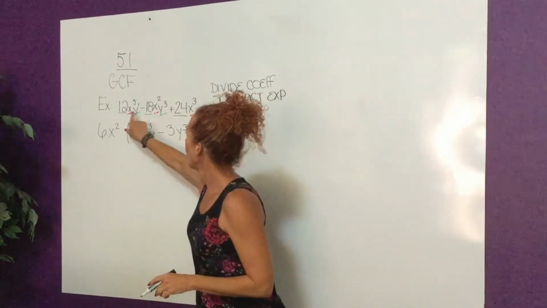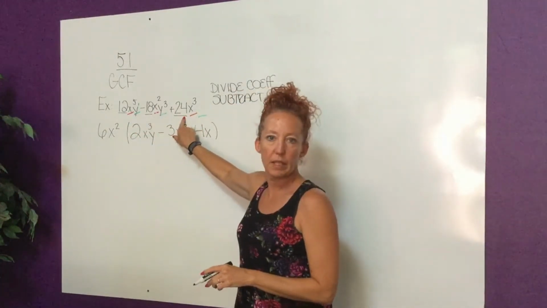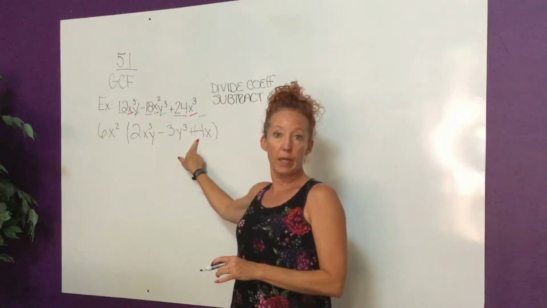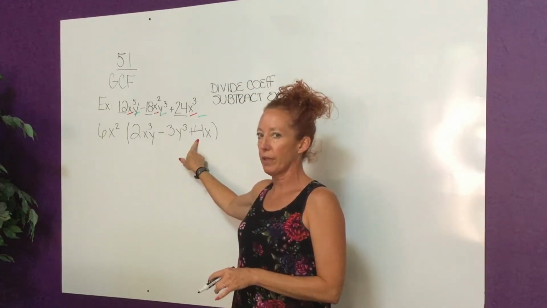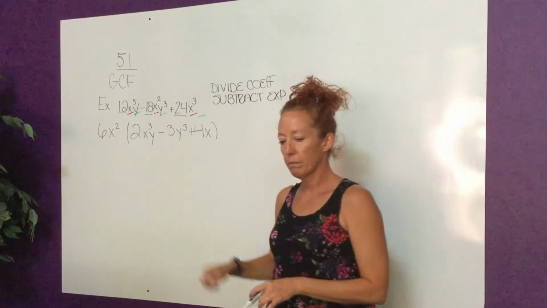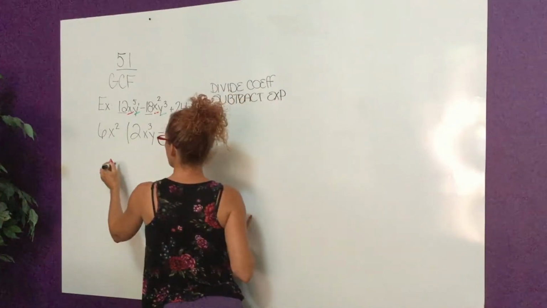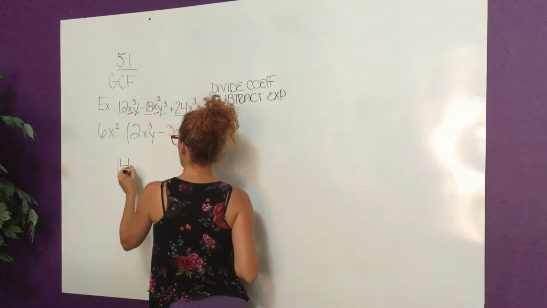If there is 1, 2, 3 terms in your original problem, there should be 1, 2, 3 terms inside your parentheses. So keep that in mind as well. Let's do it again. In the book, you're going to see a lot of things that might look like this.